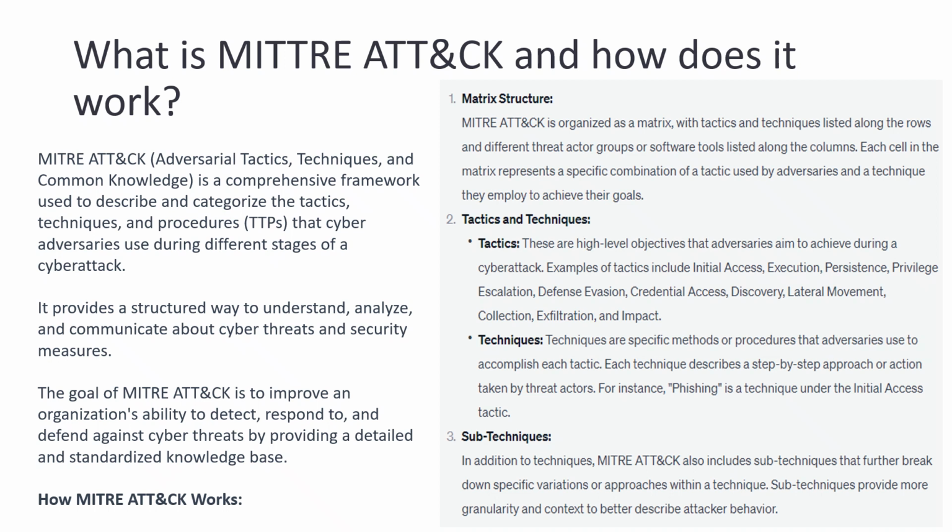Each technique describes a step-by-step approach or action taken by threat actors. For instance, phishing is a technique under the initial access tactic. And sub-techniques, in addition to techniques, might also include sub-techniques that further break down specific variations or approaches within a technique.